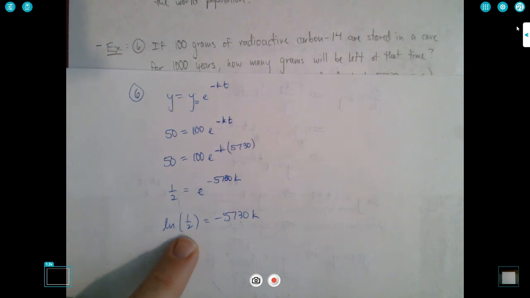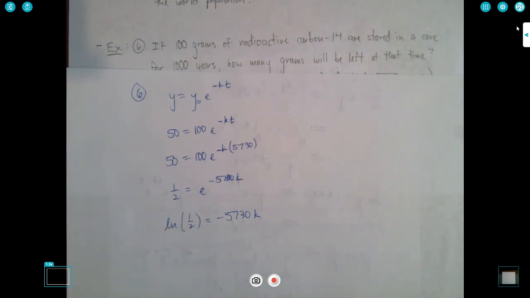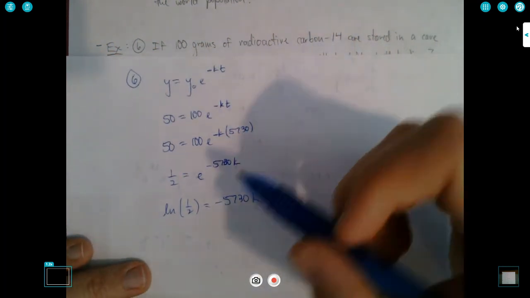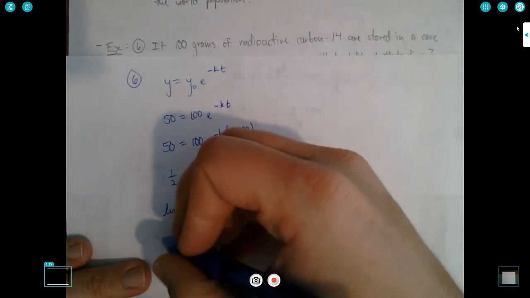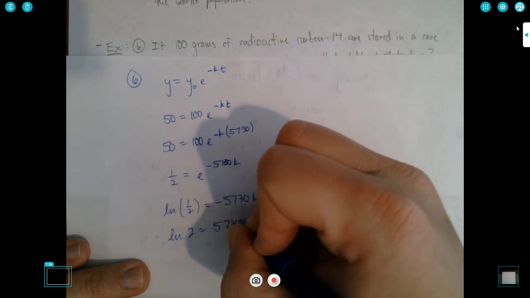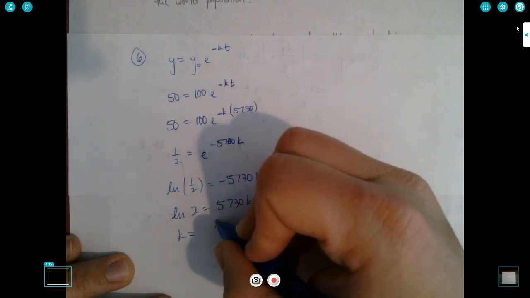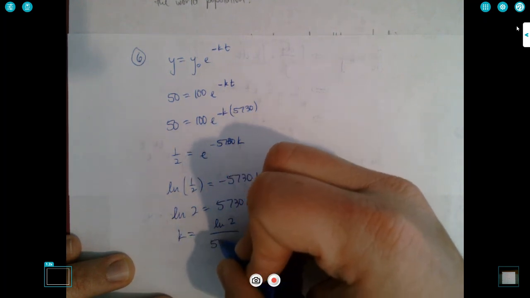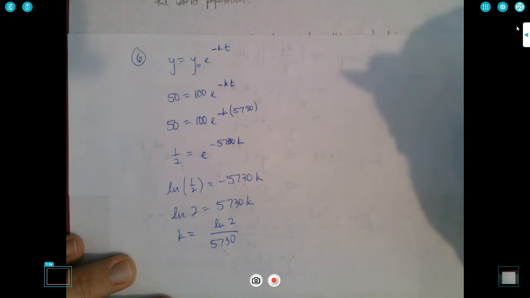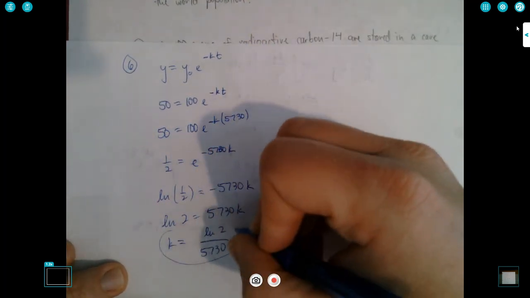The other way to see that is this is ln of 2 to the negative 1, and then you can use the power rule and call it negative ln of 2, which is nice because then that will cancel the negative there. So I can say ln of 2 equals 5,730k, and then divide by 5,730. So k is ln of 2 divided by 5,730. Cool. Now I can use this k to make my prediction.